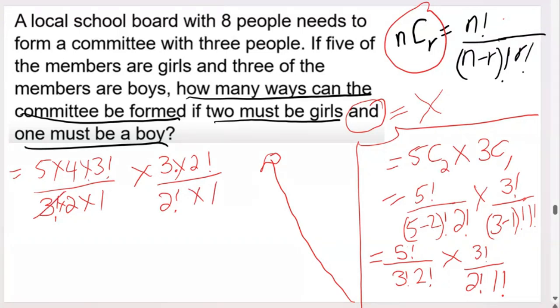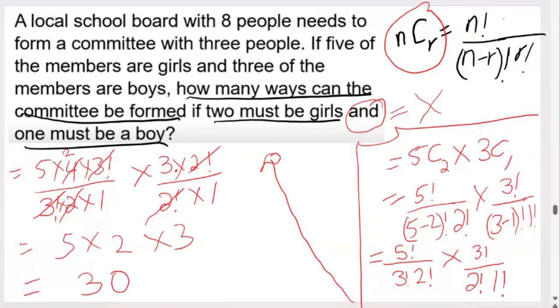So 3 factorial cancels this. Then 2 goes here 2 times. And then here 2 factorial cancel out. So I've got 2, 3. So I'm going to have 5 times 2 times 3. So how many ways can the committee be formed with 2 girls? So it can be 30 ways. There are 30 ways that you can combine boys and girls in a committee.